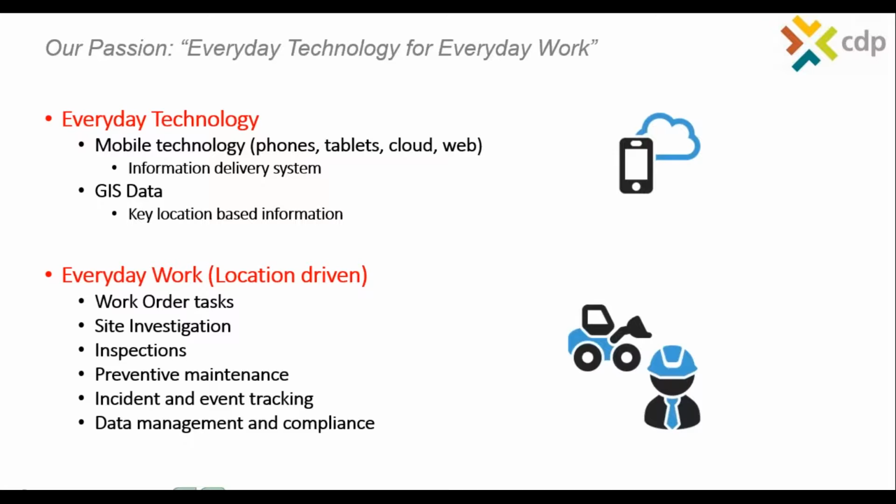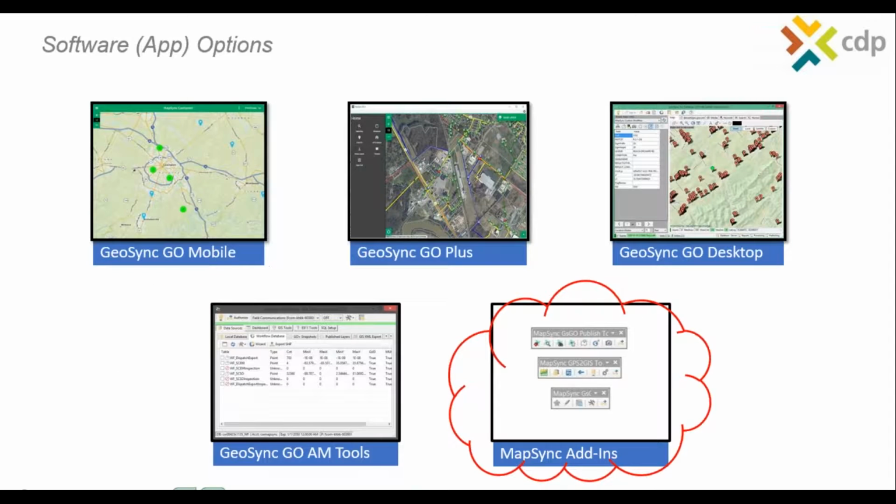Our purpose is to let you take the technology that you already have, such as phones and tablets, use the cloud, your internet service, and be able to take your GIS data and get your work done in an efficient, timely manner, and still maintain the accuracy of that data.